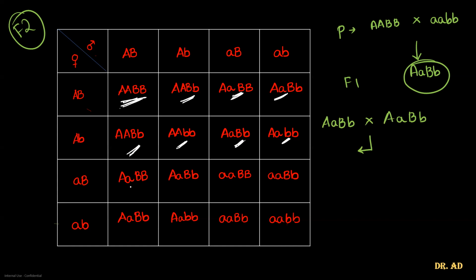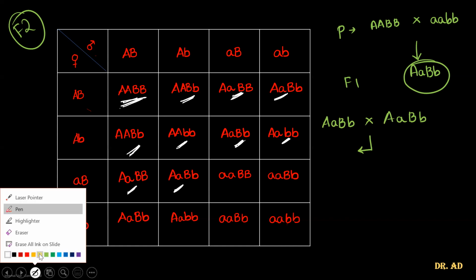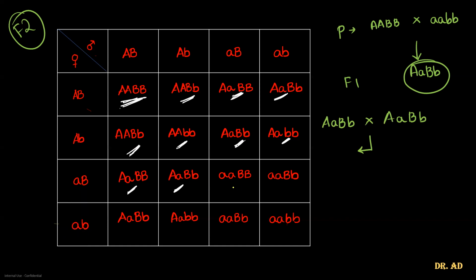In the third row, what do we have? This is white. This is white. This is not white because capital A is not present. So this is yellow. Why yellow? Because we know the yellow color is governed by capital B. This is yellow. This is also yellow. Right? Yes.